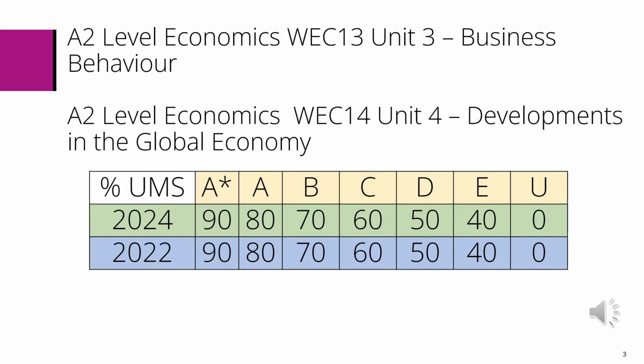On this slide, we're looking at the UMS in terms of percentages for both units, Unit 3, Business Behaviour, and Unit 4, Developments in the Global Economy. As you can see, there is just one table, and for both of these units, the UMS grade required to reach, say, a grade A is exactly the same between 2022 and 2024, i.e. 80% of the marks. Therefore, the UMS has remained static, as we've discussed on the previous slide.